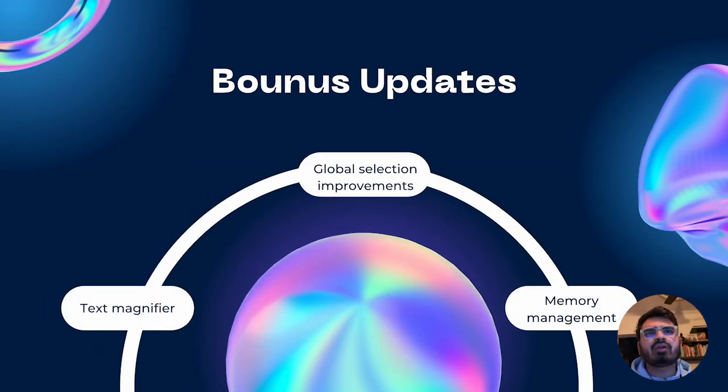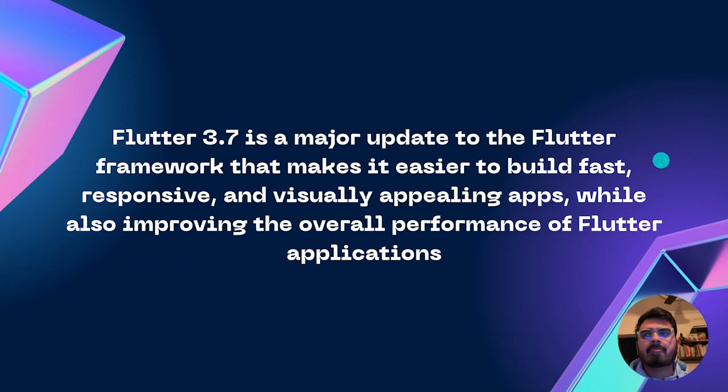A text magnifier for Android and iOS during text selection has been added. Improved global selection with keyboard shortcuts such as Shift plus right arrow key or left arrow key has been added. Also, memory management has been improved in Flutter, which collectively helps in reducing jank, reducing CPU utilization, and many more. So, Flutter 3.7 has been a major update to the Flutter framework that makes it easier to build fast, responsive, and visually appealing apps, while also improving the overall performance of your Flutter app.